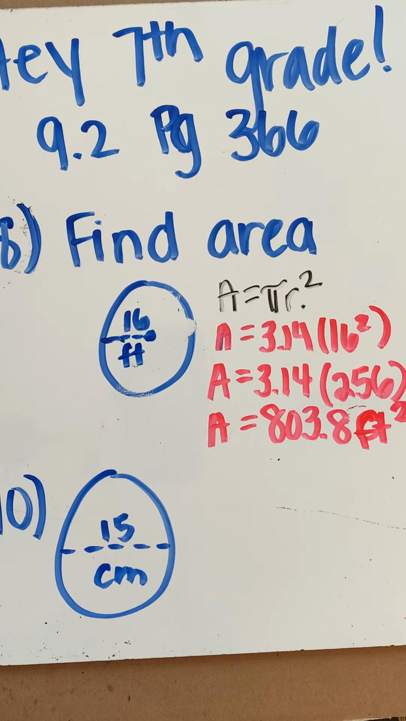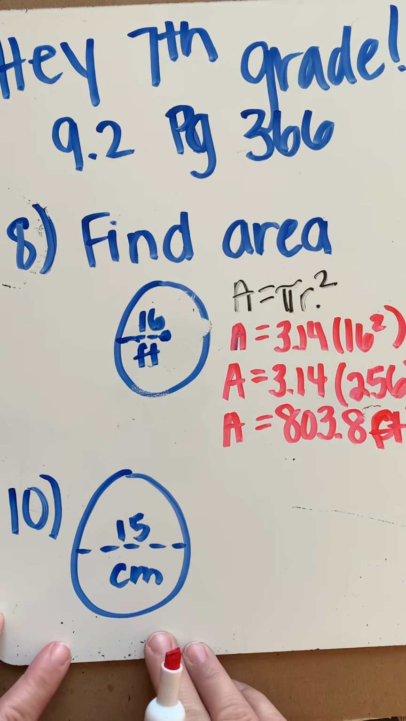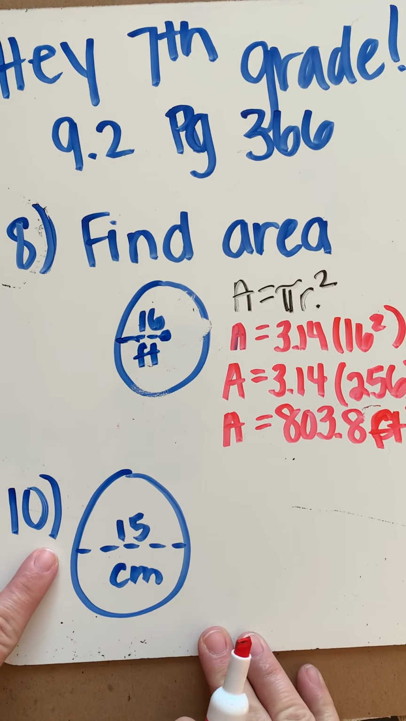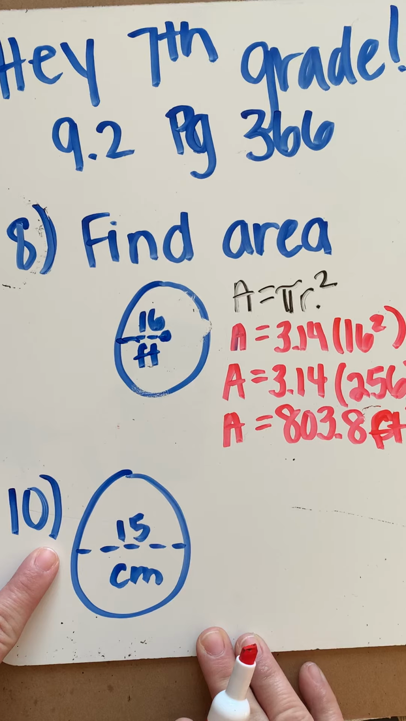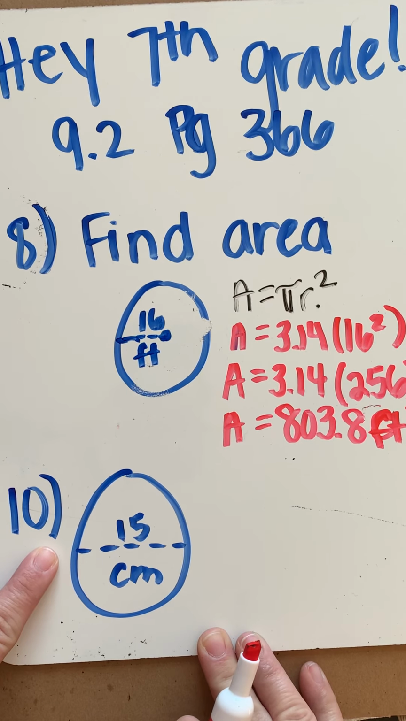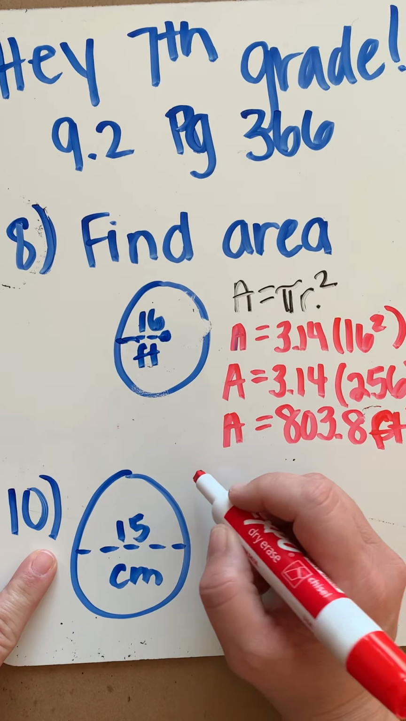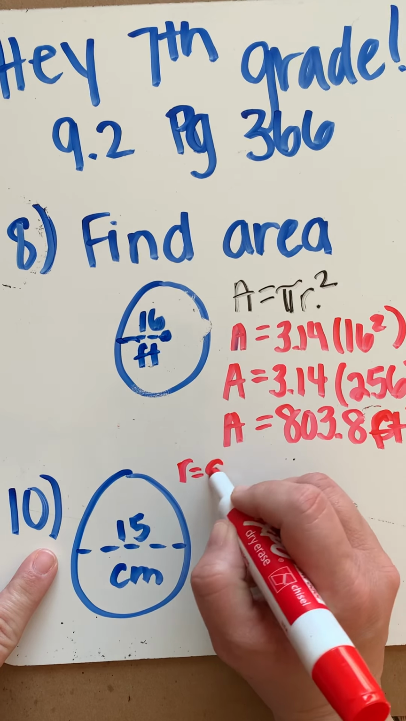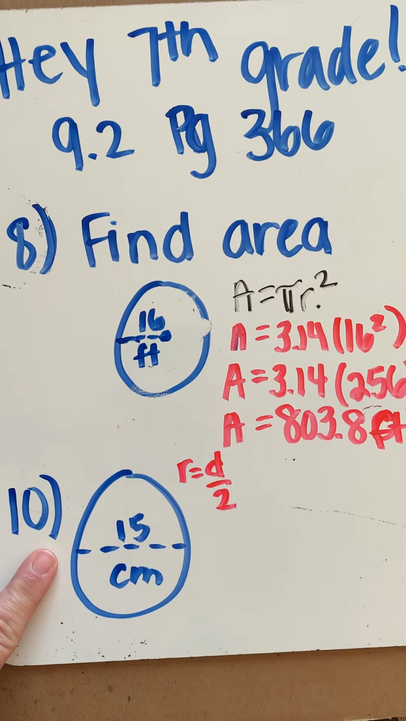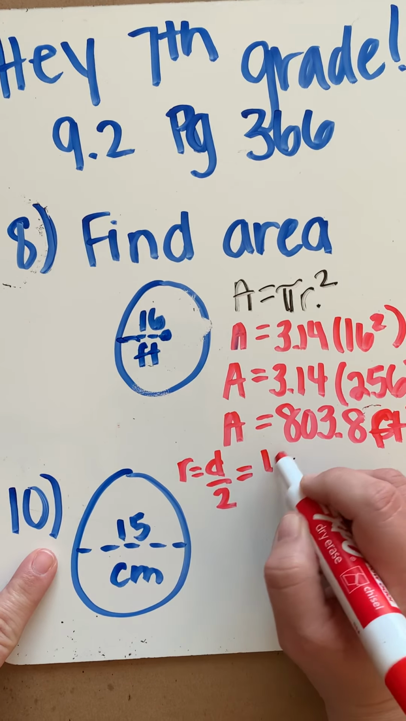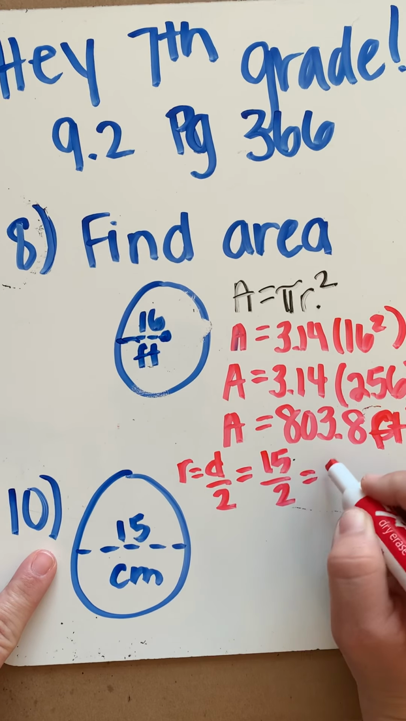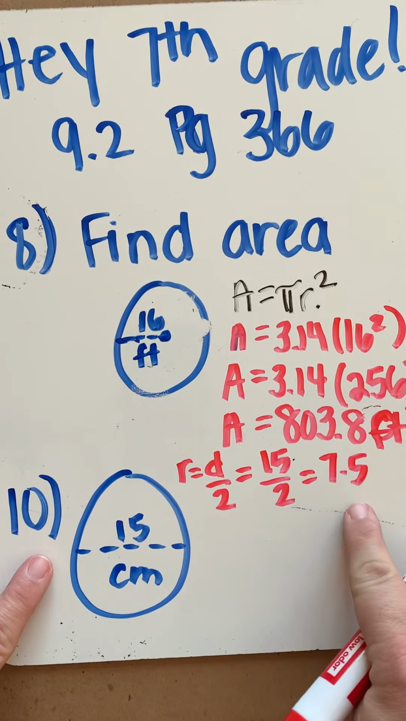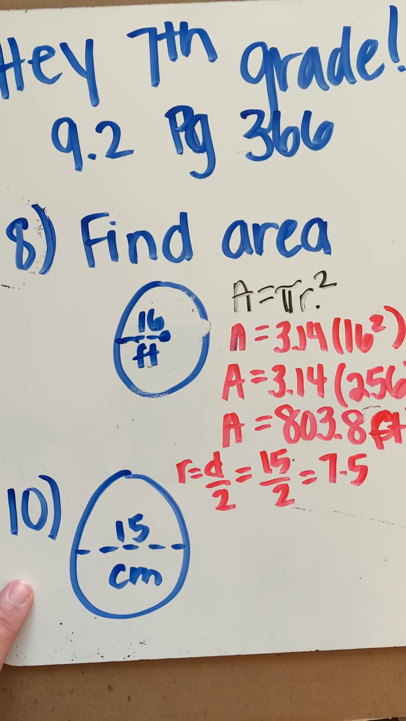Okay, next one, number 10. We have a circle, and this time they are giving us the diameter. It looks like an Easter egg, kind of. We need to find the radius before we can do anything. Radius is half of the diameter, or diameter divided by 2. So my radius is 7.5. I need to do that before I can do anything else.